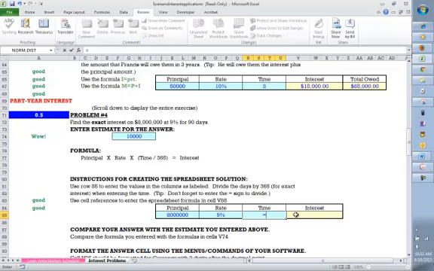The time is 90 out of 365, and the interest, well, let's try just 90. So the interest is the principal times the rate times the time divided by 365, which gives us $177,000. Okay.